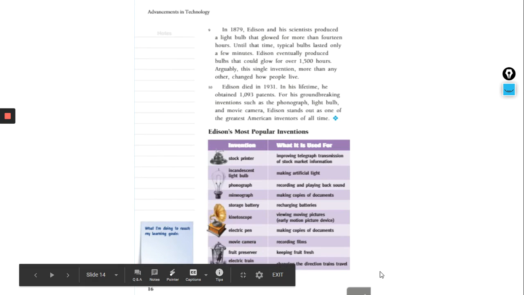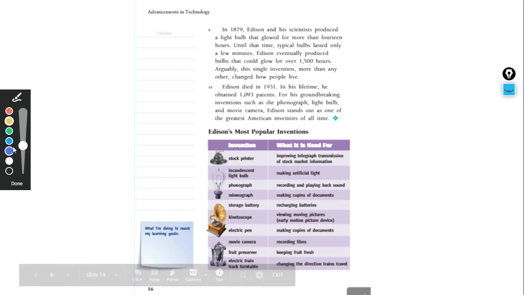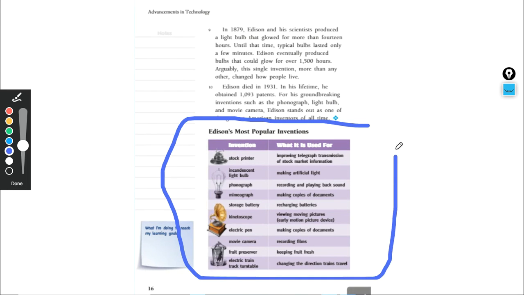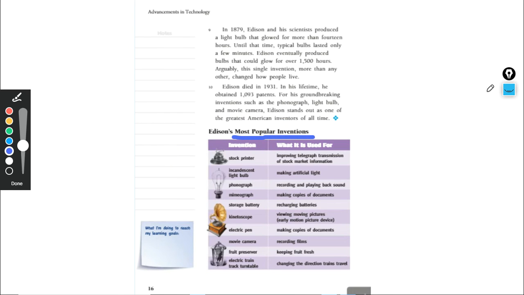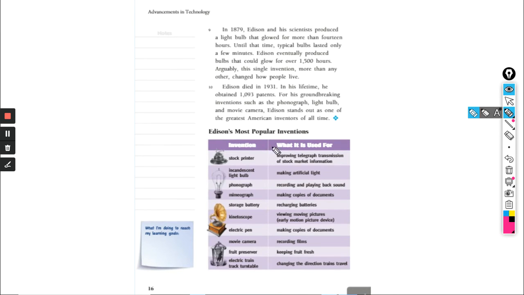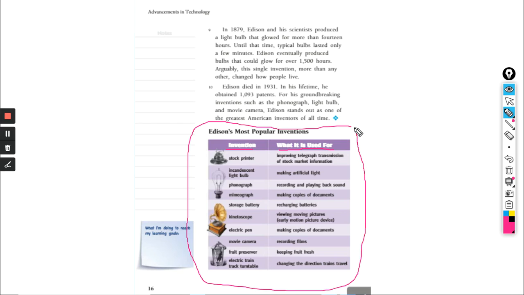Okay, now I'm taking a look here on page 16, and wow, I see a text feature that is super awesome for this question. Okay, take a look. Edison's most popular inventions. Whoa. Okay, that is so cool. This is answering my question for me. So it's saying the invention here and what it is used for. Wow, this chart is a great example of why charts are important in nonfiction text features. Okay, this can give me the information that I need.